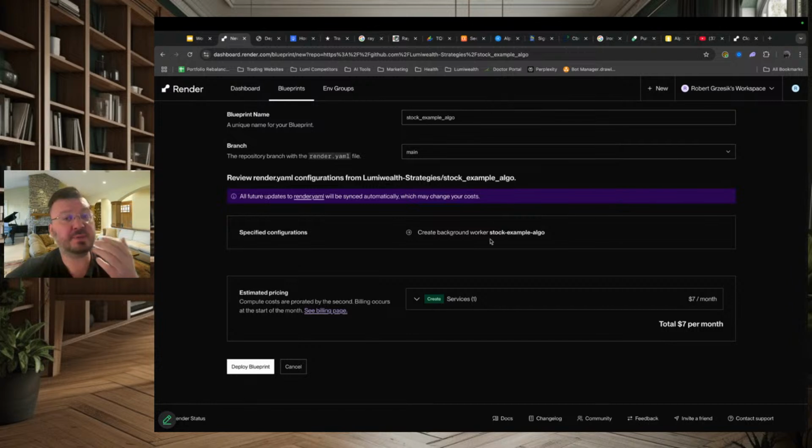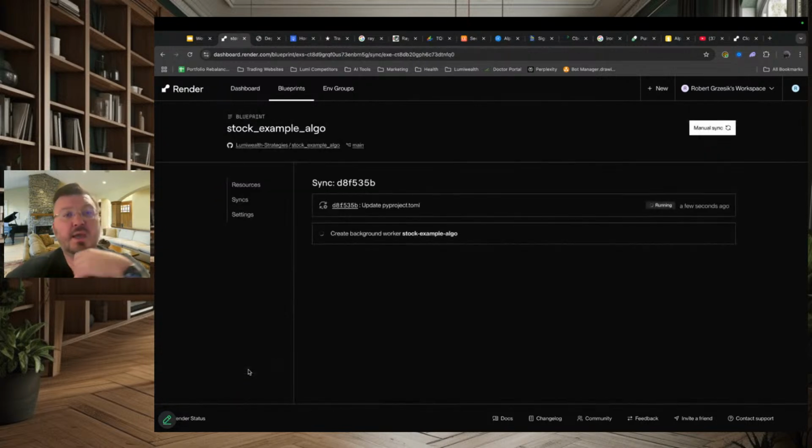And then everything else basically just stays the same. Estimated pricing, like I said, $7 a month. Branch on main, all that is good to go. All right. So we have all that filled in. Really just one field you fill in. Then we click deploy blueprint, bottom left-hand corner. And you'll see that this thing's starting to deploy.